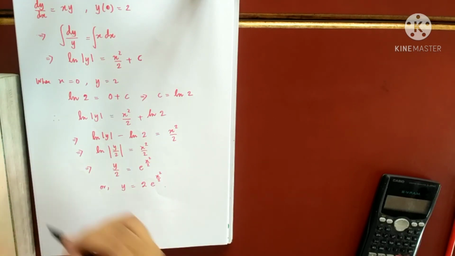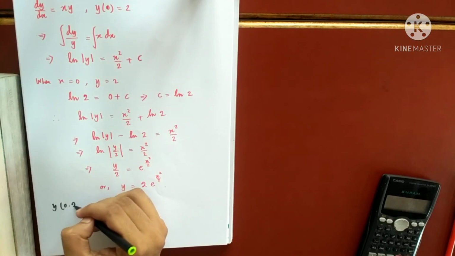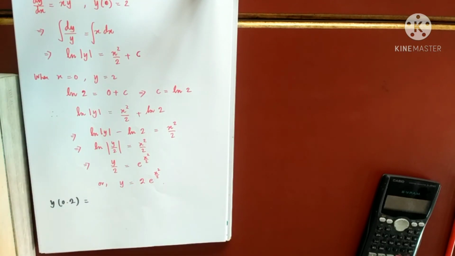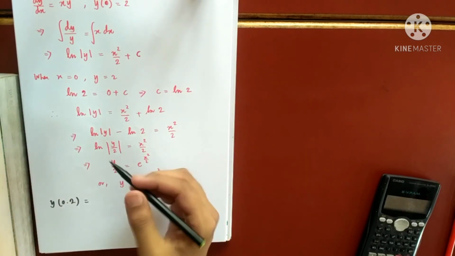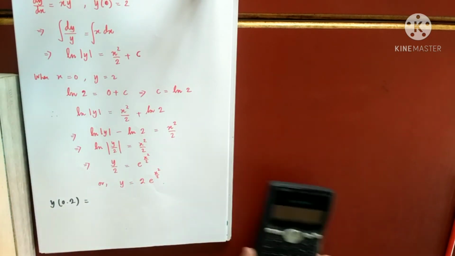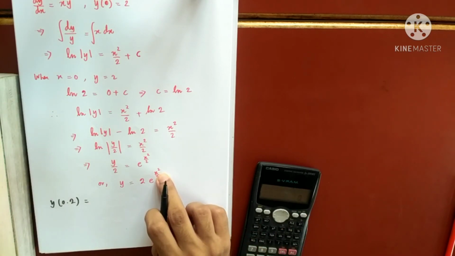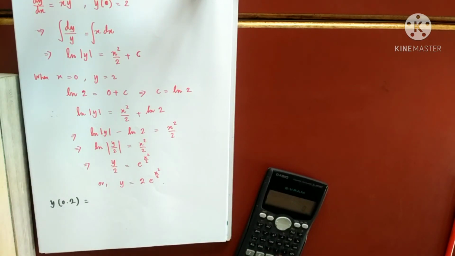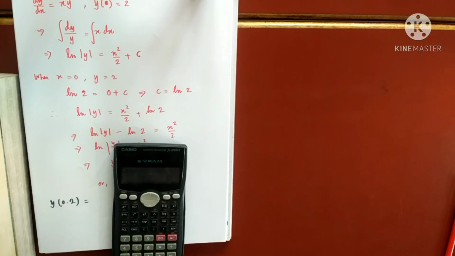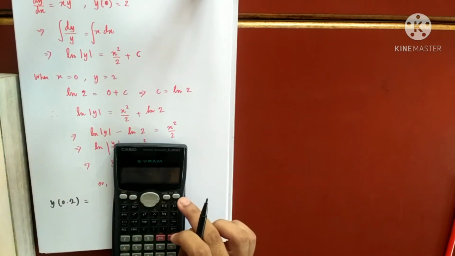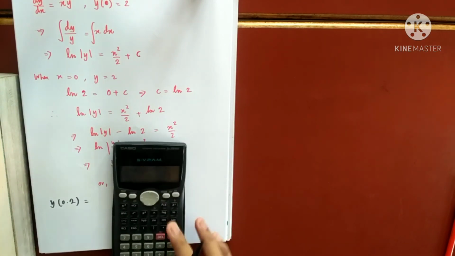So let's determine y at 0.2 and see what we are getting. This is the value of y, which definitely depends upon x. So let's put 0.2 here in place of x. So 2 into e to the power. Where is e in my calculator? It will definitely be there. Yes, e is there. So you can shift. Will it work? I hope it works.